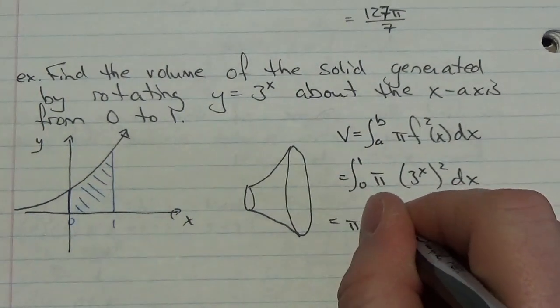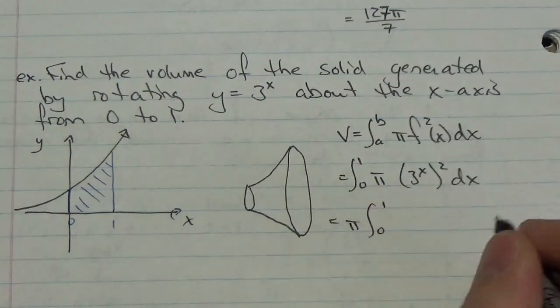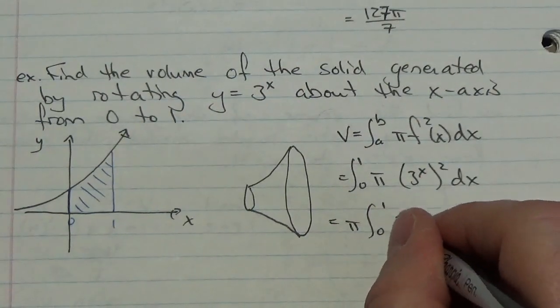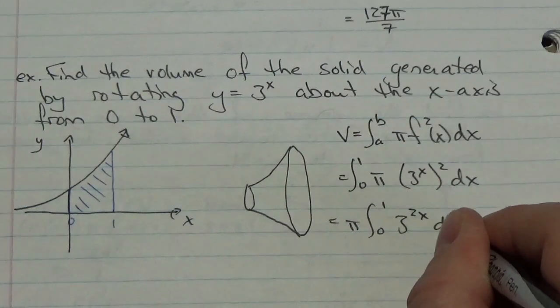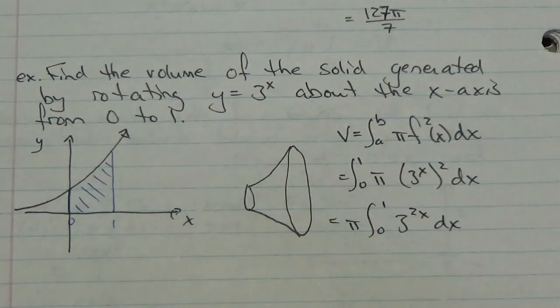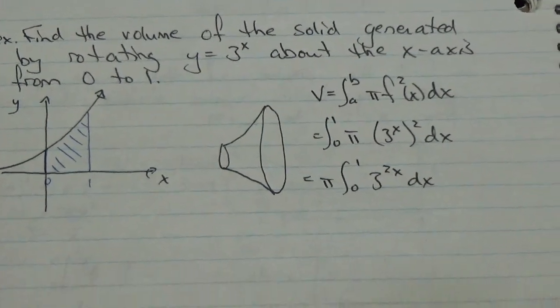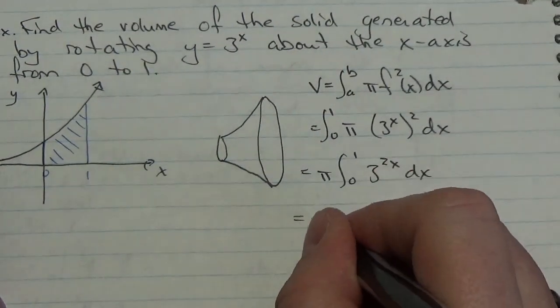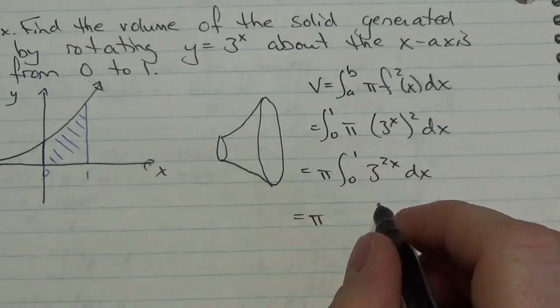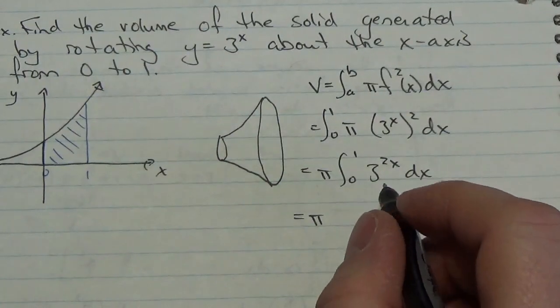Okay, so I'm going to take the pi out because once again it's just a constant. So from 0 to 1, this will be 3 to the 2x dx because I've got a power of a power. I'm just going to multiply those two together. Okay, now I'm going to evaluate that. And that's going to be pi multiplied by, well, now I've got to think about this.